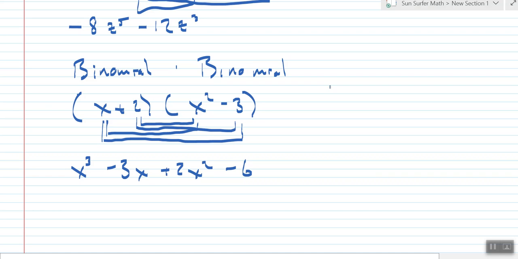Now, to help us remember that, there's a nice little acronym, FOIL. So sometimes this is referred to as the FOIL method for first, outside, inside, and last. So what I did here was I multiplied the first term in each. Then I multiplied the outside terms, the x and the minus 3. The inside terms, the 2 and the x squared. And then the last term in each binomial, the 2 and the minus 3.